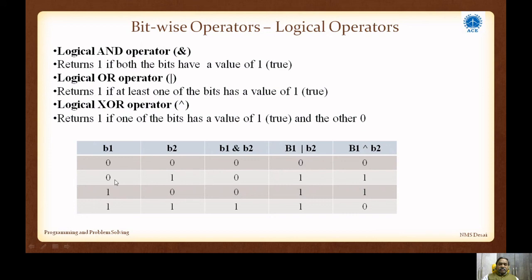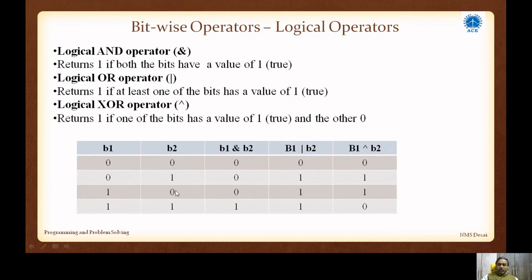Next, if B1 were 0 and B2 were 1, then the AND gate will be 0, since both the inputs are not 1. How about OR? B1 is 0 and B2 is 1. OR gate says it will give output if at least one of them is 1, so the output is 1. How about XOR? B1 is not equal to B2, only one of them is 1, so output is 1.